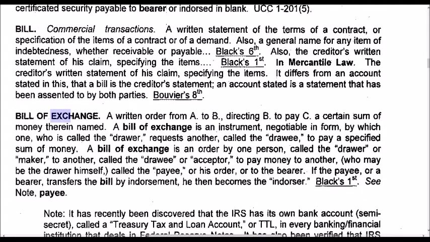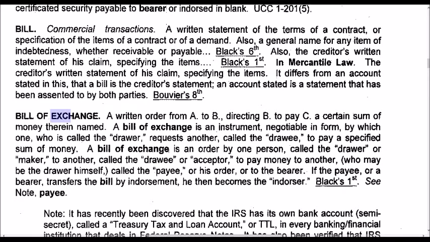Bill of exchange. A written order from A to B directing B to pay C a certain amount of money therein named. A bill of exchange is an instrument negotiable in form by which one who is called the drawer requests another called the drawee to pay a specified sum of money.